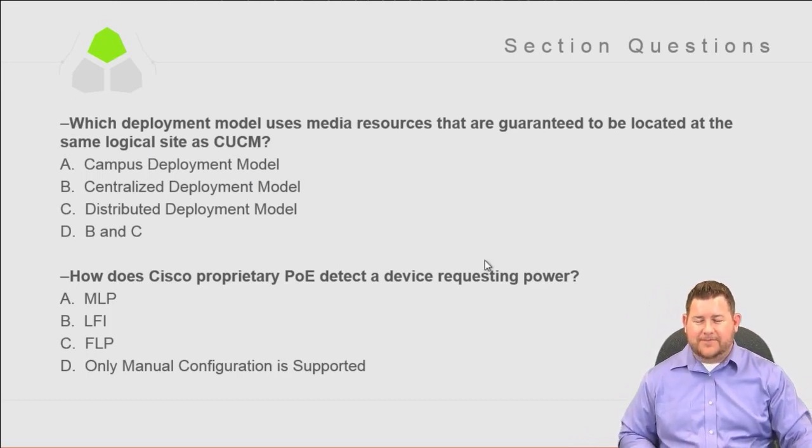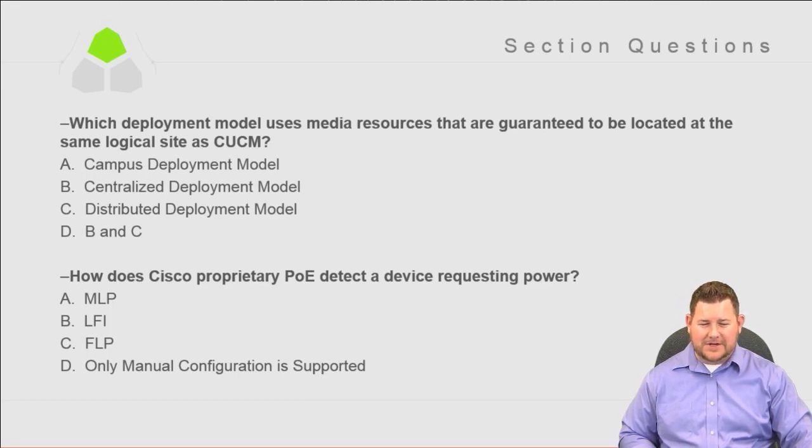All right, so next question. How does Cisco proprietary PoE detect a device requesting power? Is it A, MLP, B, LFI, C, FLP, or D, only manual configuration is supported? A resounding answer of C's. Awesome. Cool. So I must have explained that one well.